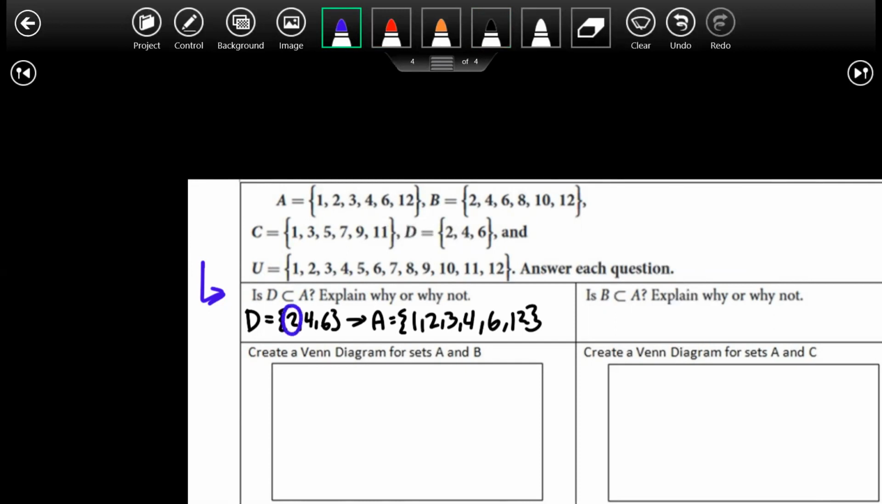D has 2, so A has 2. D has 4, so A has 4. D has 6, so A has 6. Yes, that is true. D is a subset of A, as long as you show that elements correspond in one part to another.